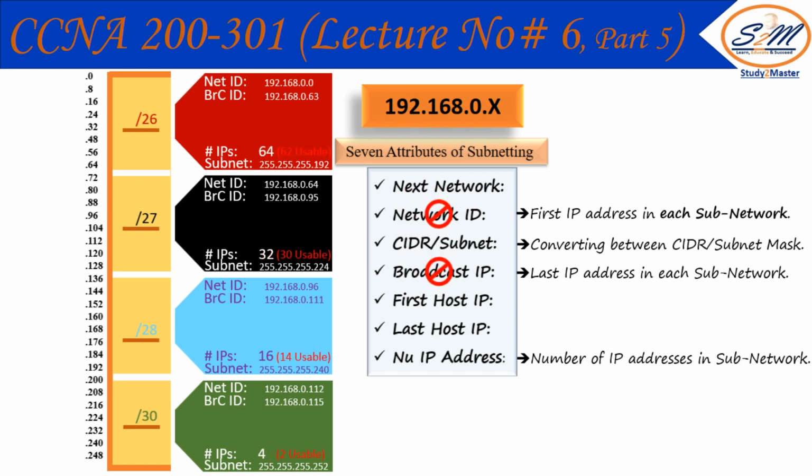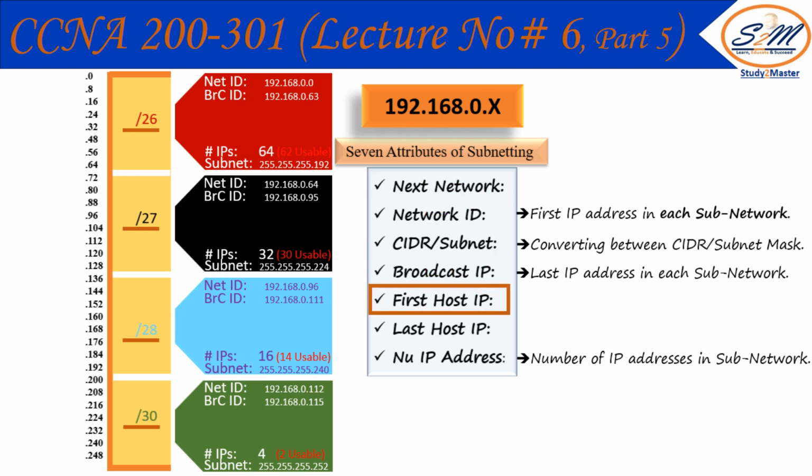We cannot use the broadcast IP address and the network ID. These two IPs are not allowed for a network engineer to assign to computers. So in each network, we have a total number, and we must subtract 2 from it. One is for the network ID and the second is for the broadcast IP address. In the first network, we have a total of 64 IP addresses, but we are allowed to use only 62 of them. In the second network, we are only allowed to use 30 of 32. In the third network, we can only use 14 of them, and in the fourth network only 2 of them.